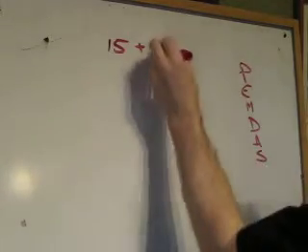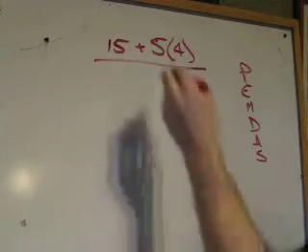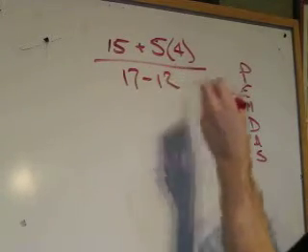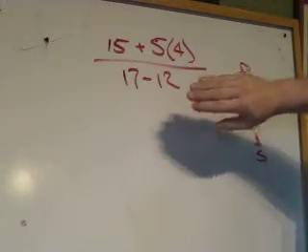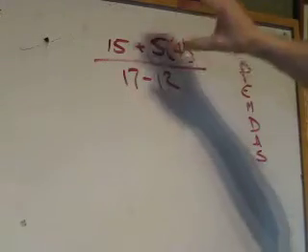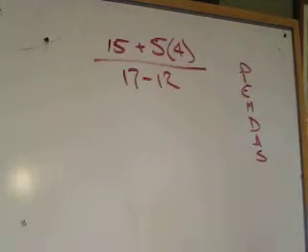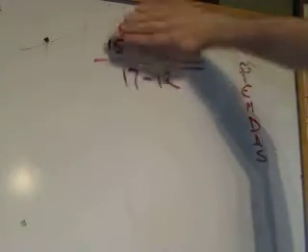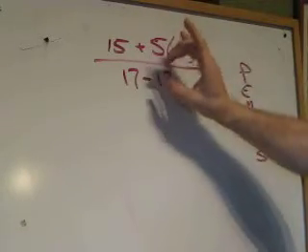15 plus 5 times 4, and that's going to be over 17 minus 12. Okay, this is number 73. Real important for you to get this. This line right here is actually a line that says combine what's above the line and below the line last. Do everything up here and everything down here, and then bring these two together at the end.